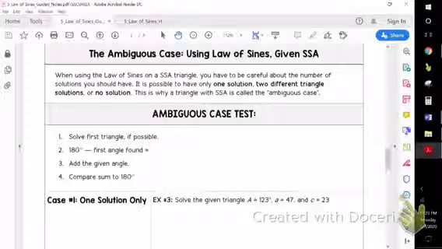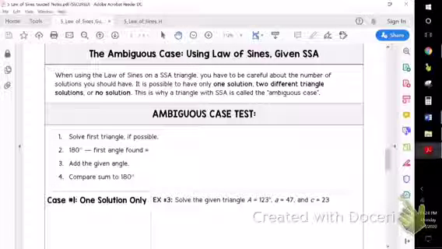Alright, so let's talk about the ambiguous case, when you use the law of sines and you're given a side-side angle. When using the law of sines on a side-side angle triangle, you have to be careful about the number of solutions you could have. It is possible to have one solution, two different solutions, or no solution. This is why a triangle with side-side angle is called the ambiguous case.